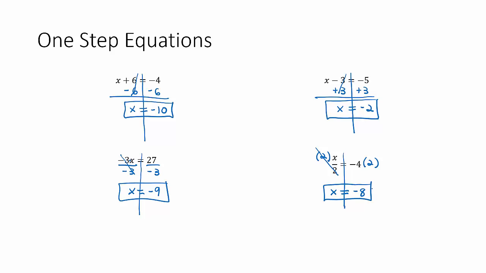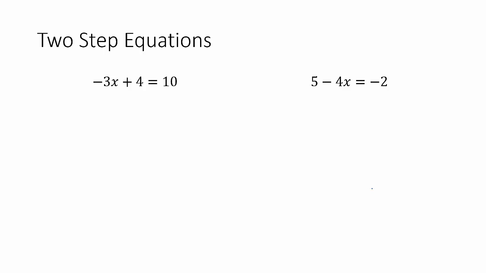So these basic one-step equations illustrate all the things we're going to do to solve. We're going to do opposite operations to get that x or the variable alone so we know what number that letter actually represents. Now usually these are going to be more complex. These two examples are what are called two-step equations because there's two operations happening to the variable. Here, the negative 3 is multiplied by the x and then 4 is added to it. The answer we get is 10.